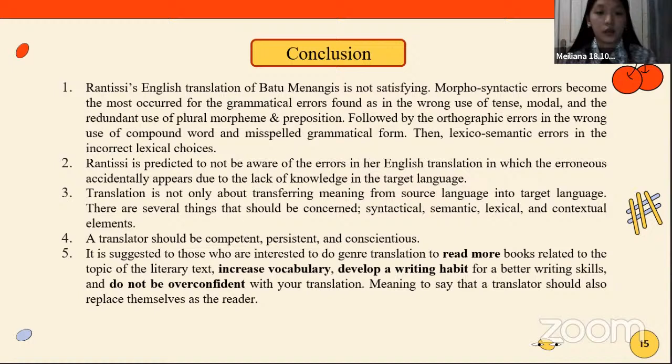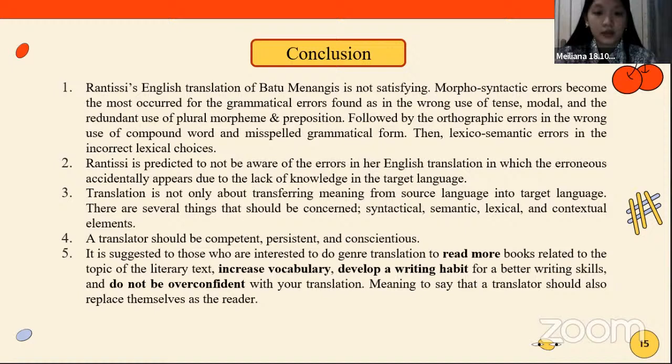And the translation is not only about transferring meaning from source language into target language. There are several things that we need to concern. The first one is syntactical, semantic, lexical, and also contextual elements. And a translator should be competent, persistent, and also conscientious.